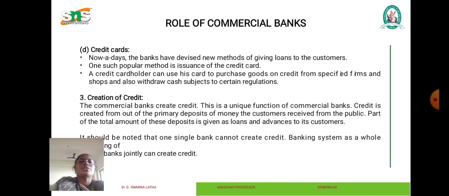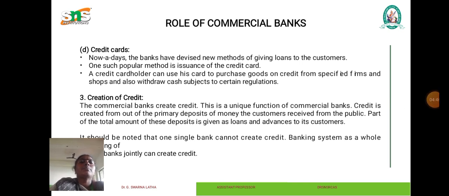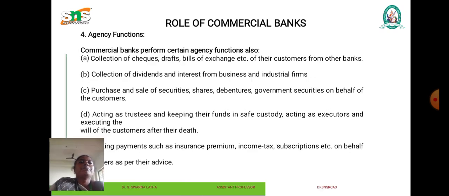Next one is creation of credit. The commercial banks create credit. This is a unique function of commercial banks. Credit is created out of the primary deposits of money the customers received from the public. Particularly, the total amount of these deposits is given as loans and advances to the customers. It should be noted that one single bank cannot create credit. The banking system as a whole can jointly create credit. Next one is agent.